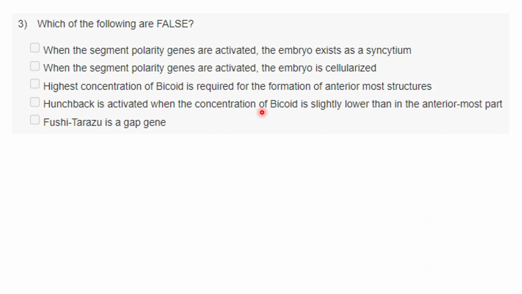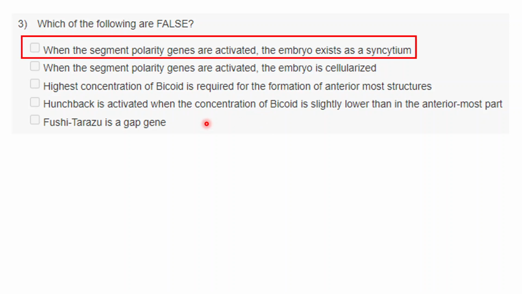Okay, let me reveal the correct answers to this question. Very correctly, as you said, option 1 is the correct answer. This is a false statement. Segment polarity genes are activated when the embryo is cellularized.